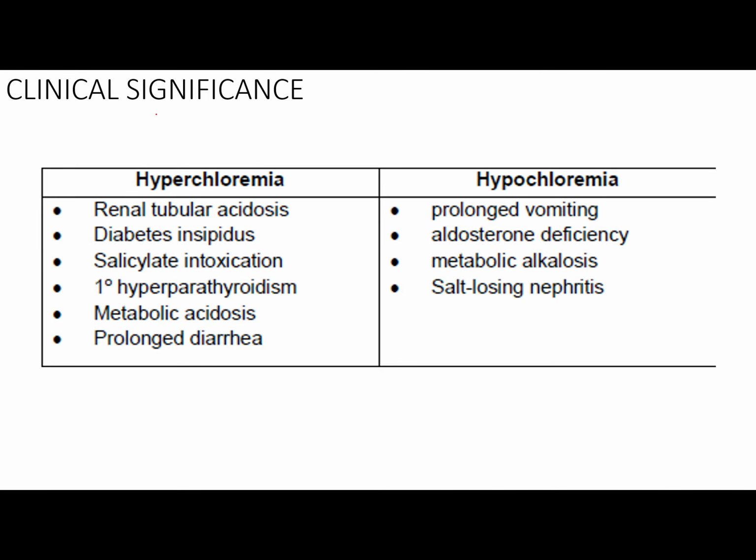Clinical significance, class. So if you have hyperchloremia, increased chloride, this is usually seen in renal tubular acidosis, diabetes insipidus, salicylate intoxication, primary hyperparathyroidism, metabolic acidosis, and prolonged diarrhea. Then for decreased chloride, hypochloremia, it is seen in prolonged vomiting, aldosterone deficiency, metabolic alkalosis, and salt-losing nephritis.